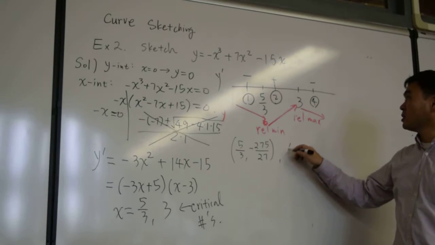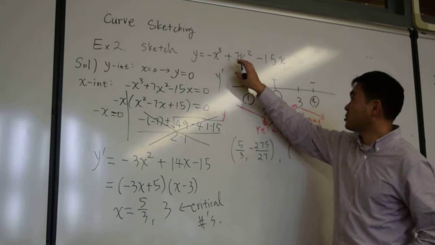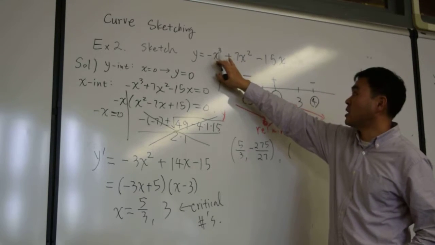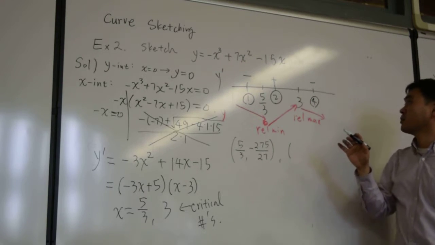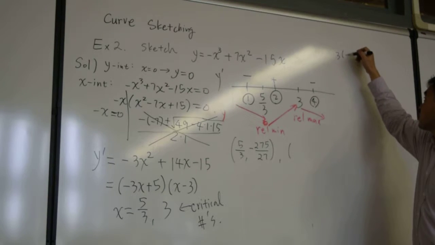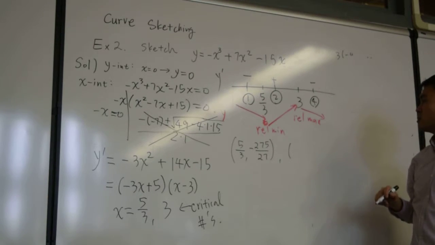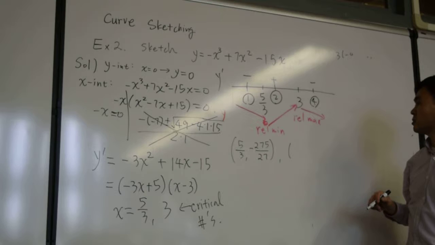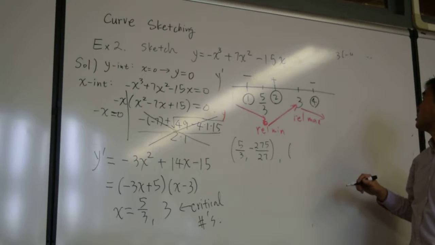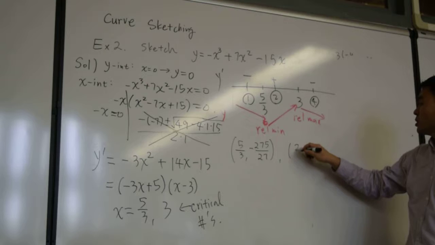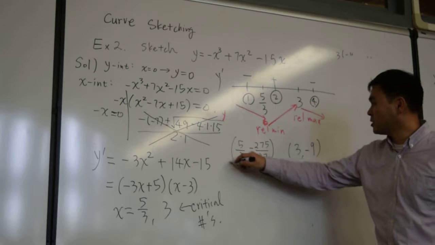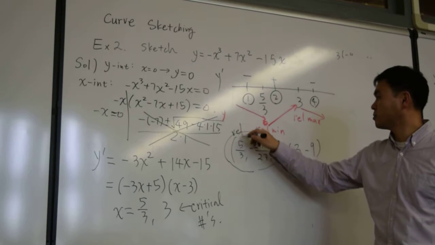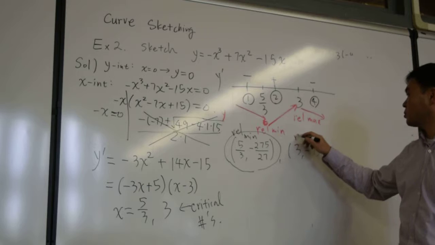If you plug in 3, that one I didn't do, so 9 times 7 is 63, minus 27 is 36, minus 36, minus 4, negative 9. So you're going to get 3 comma negative 9. And this is the relative minimum, and this is the relative max.